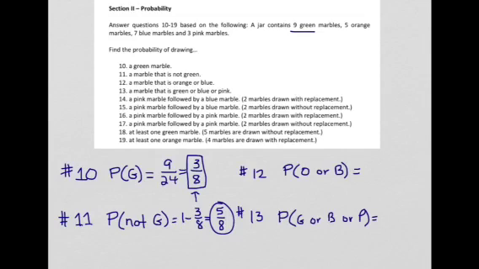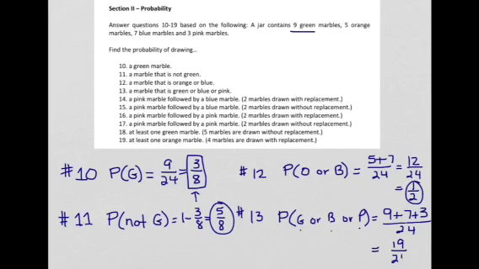Next, I find the probability of getting an orange or a blue. Well, there's 5 orange, and there's 7 blue out of 24, and so that gives me 12 out of 24, and in lowest terms that would be 1/2. And then we have the probability of green or blue or pink. So there's 9 green, 7 blue, and 3 pink out of 24, and that makes a total of 19 out of 24, which is in lowest terms. So that's the final answer.